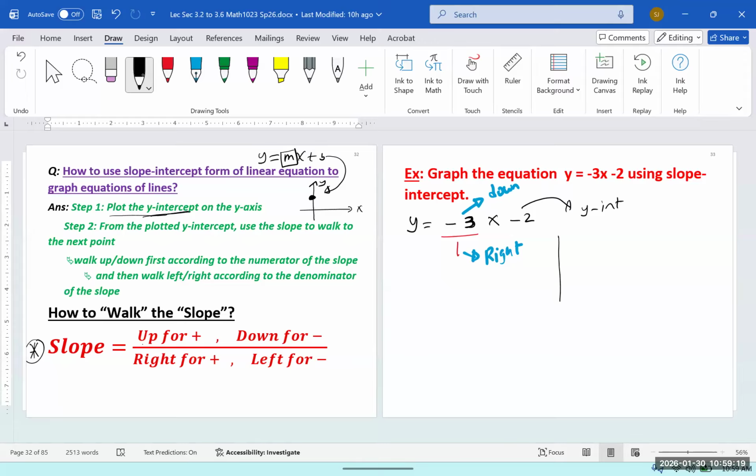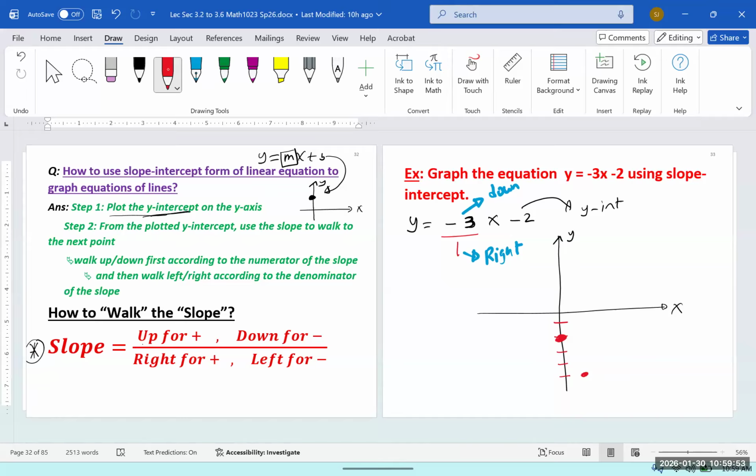So we start with the y-intercept. X-axis, y-axis. Our y is negative 2. So negative 1, negative 2 here. This is our first point, the y-intercept. Now from that point, we are going to go 3 down. So 1 down, 2 down, 3 down. And now from there, we are going to go 1 right. So this is our next point. You can connect with a straight line, a negative line.